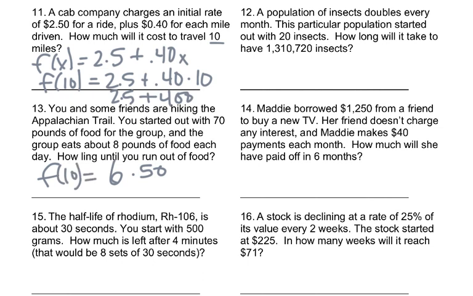12. A population of insects doubles every month. This particular population started out with 20 insects, so f of x equals 20 times 2 to the x. How long will it take to have 1,310,720 insects? So that's my output, right? The number of insects. And the how long is my input. So f of x becomes my big number, 1 million.